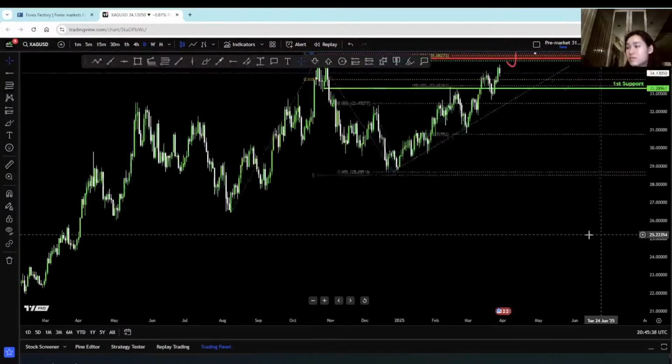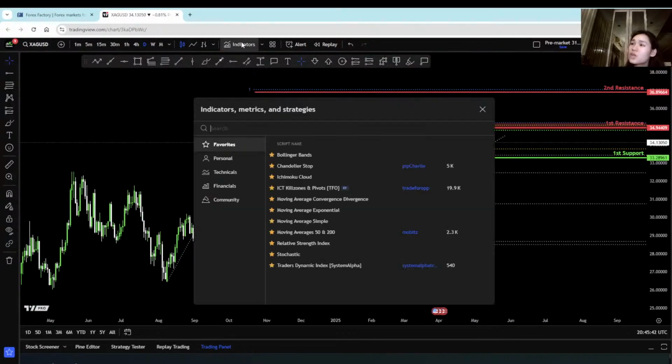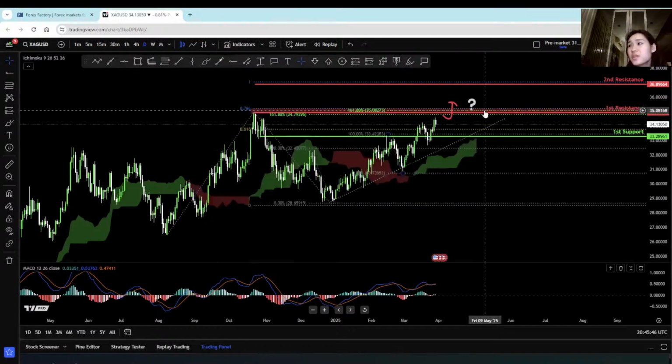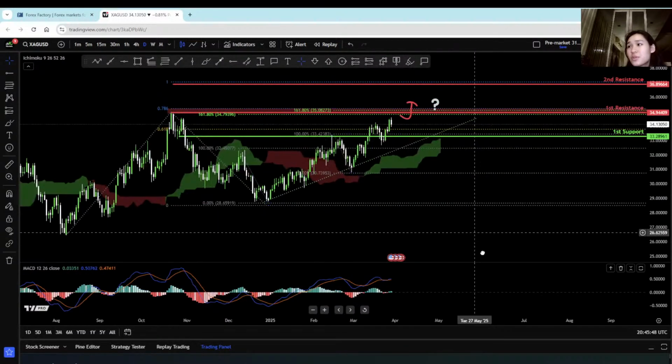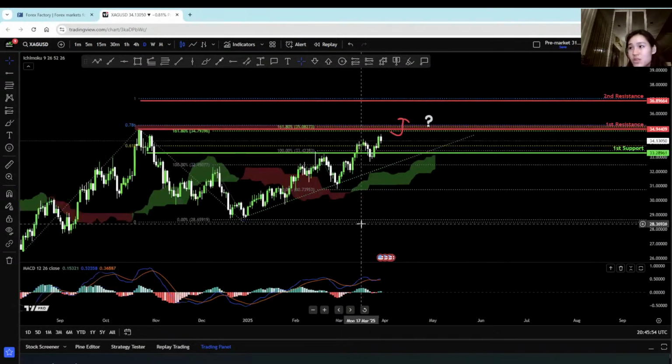Okay, I think so. So let's go in with Ichimoku and MACD. Prices are moving above the cloud, so it does support our analysis. MACD as well, it's giving us a bullish signal.